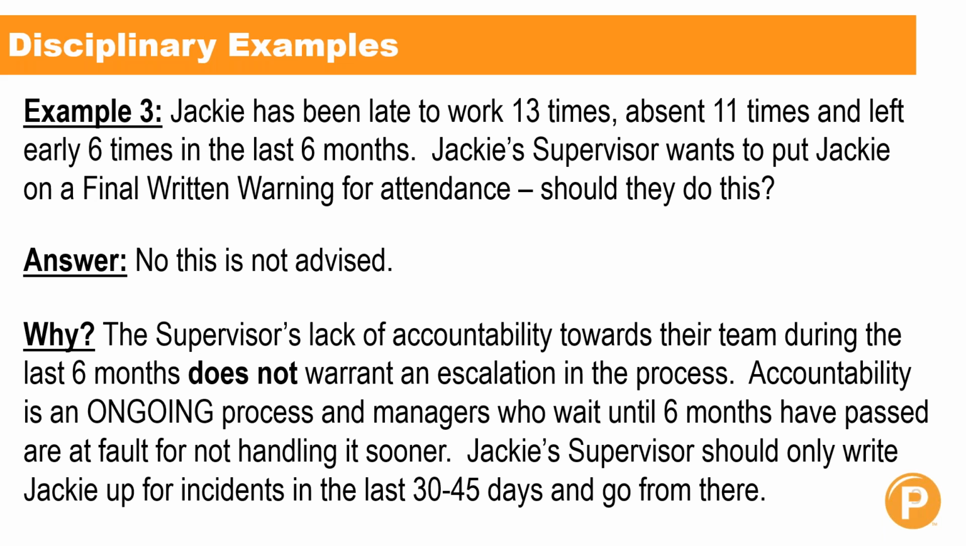In this case, Jackie's supervisor should really only write Jackie up for incidents in the last 30 to 45 days max, and then go from there. So if in the last 30 to 45 days, Jackie's only been absent twice, called out maybe 2 more times, and then left early once, Jackie only has 5 attendance incidences and not the 20 or 31 here that we see in the example. All right, let's try one more example.